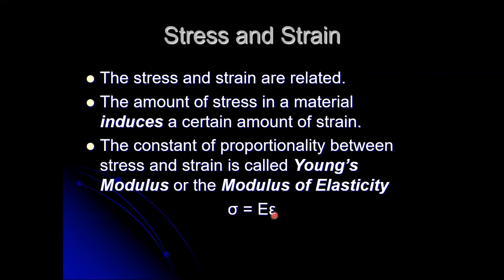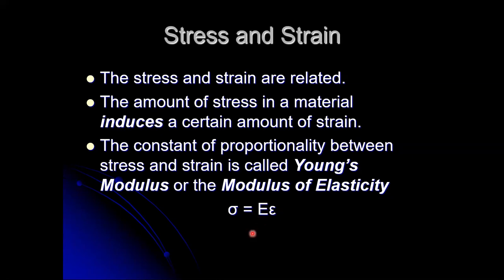Strain tends to be a small number, 0.001 or smaller. That means that if we're multiplying a small number and getting a really big number, the modulus of elasticity must be huge. And typically, this is where we see MSI coming in, millions of pounds per square inch. E is a very large value.